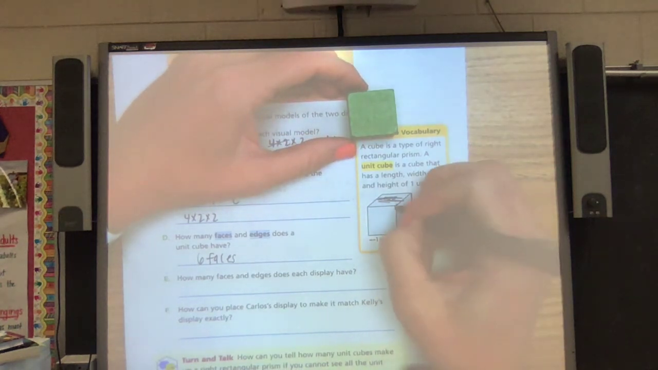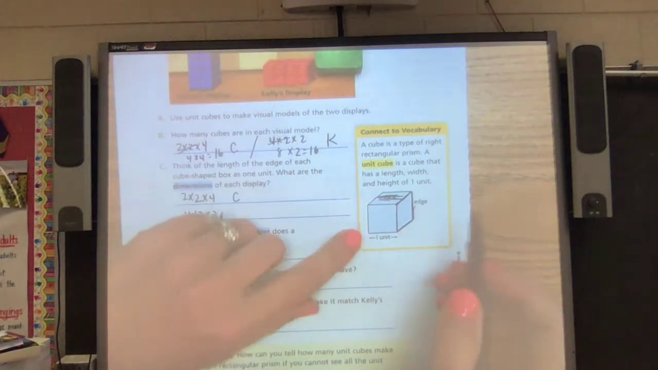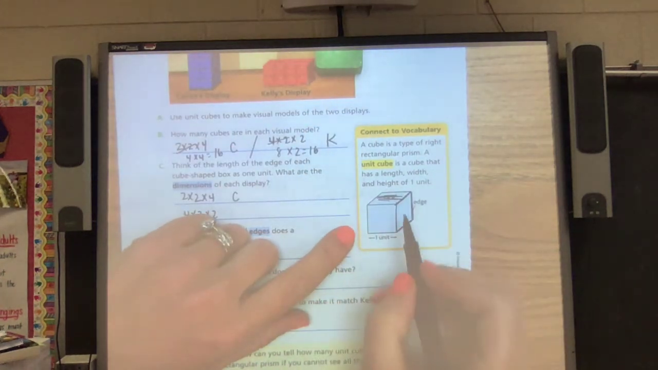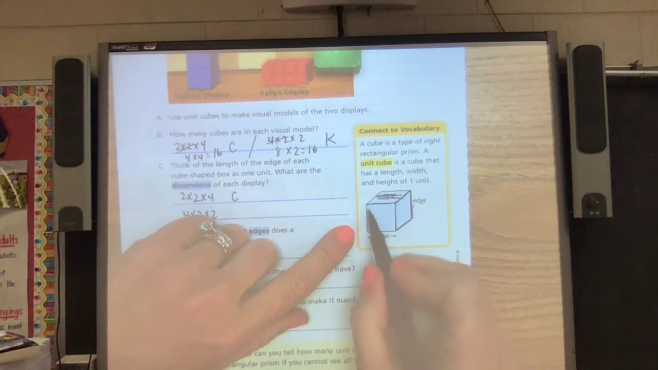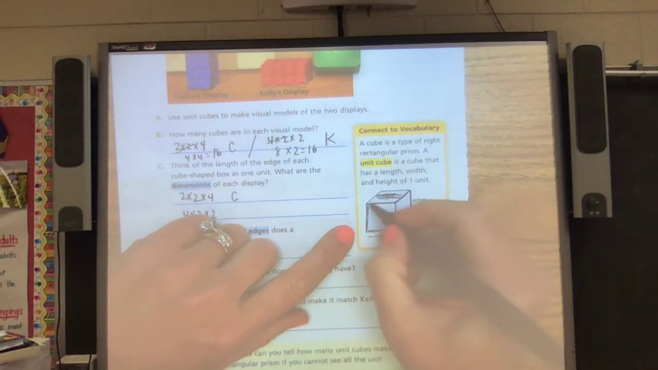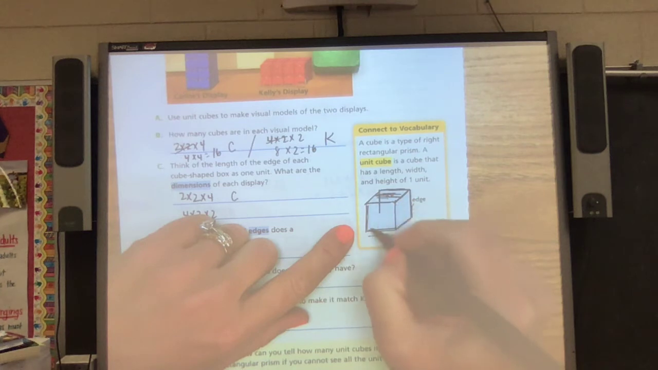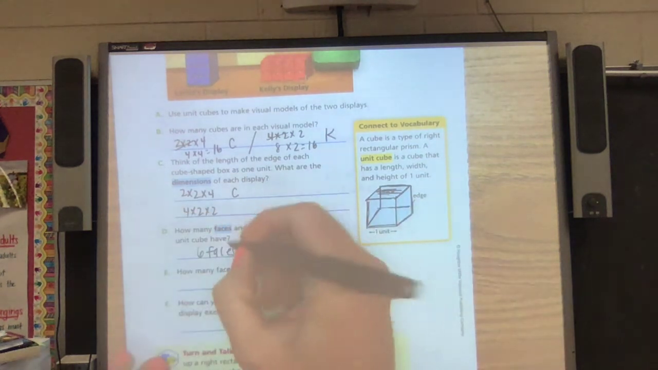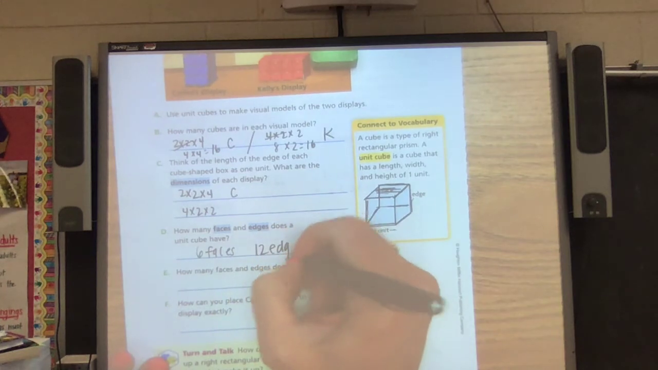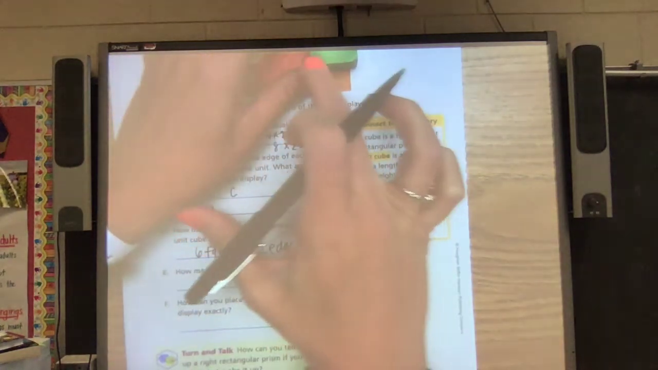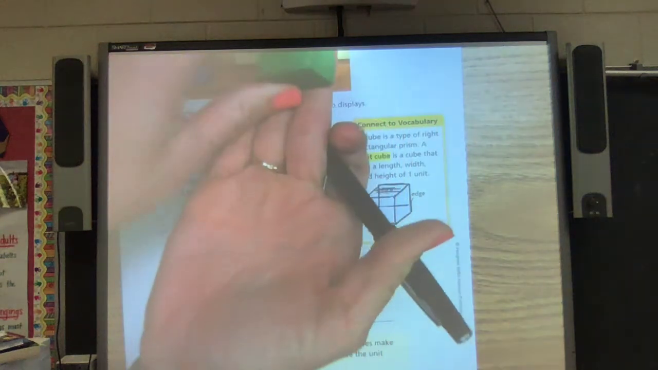An edge is this line. So this side has 4 edges. 5, 6, 7, 8, 9, and then we've got our back 10, 11, 12. It has 12 edges. Much easier to know that when you have it, but you've got 4 on top, 4 on the bottom, and then these 4 that connect them.